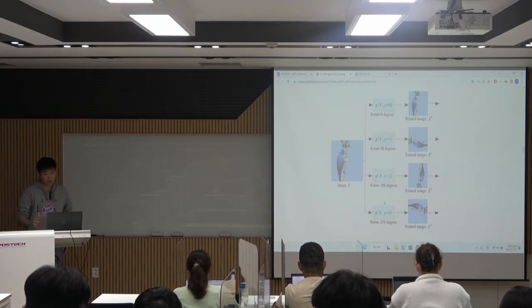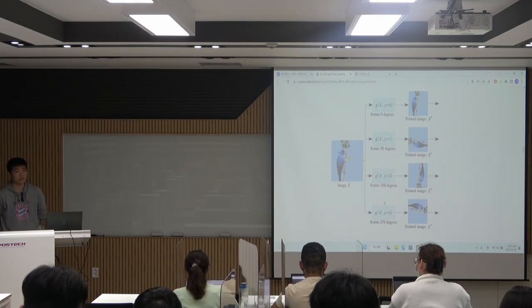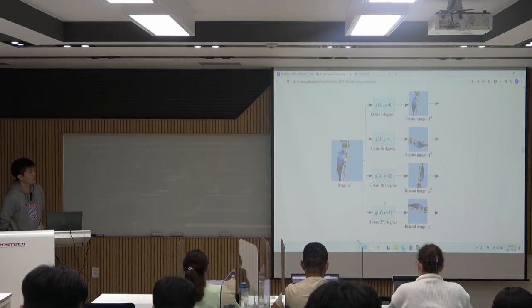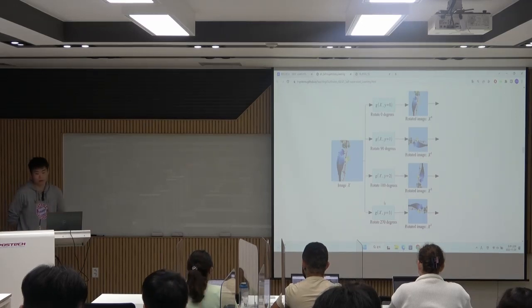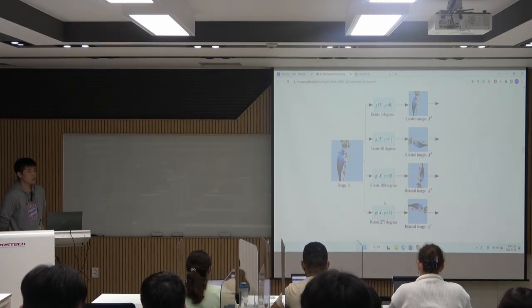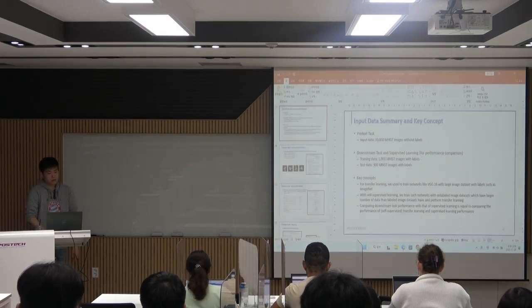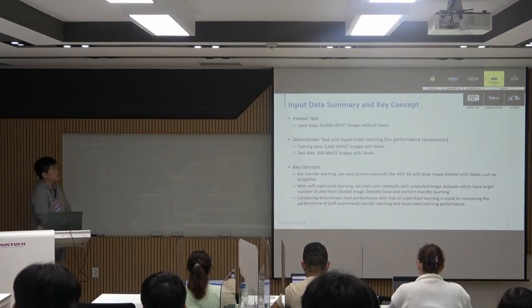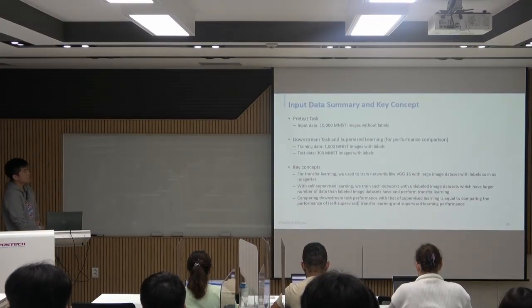So we will use this rotation network as our pretext task, and the downstream task is to classify the MNIST image dataset. I believe Professor Lee has already explained this coding example, but I want to make sure about what kind of dataset we will use for each step so that you're not confused. So this is basic summary about the data we'll use for each task.